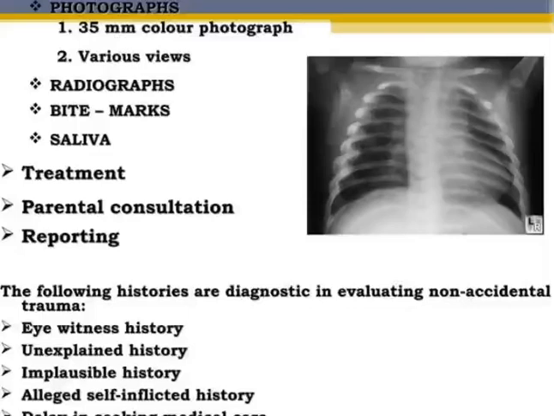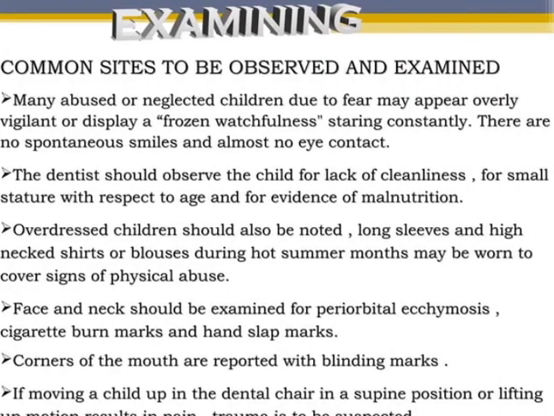The following histories are diagnostic in evaluating non-accidental trauma: eyewitness history, unexplained history, implausible history, alleged self-inflicted history, delay in seeking medical care. Examining the common signs to be observed and examined: many abused or neglected children, due to fear, may appear overly vigilant or display a frozen watchfulness, staring constantly. There are no spontaneous smiles and almost no eye contact.